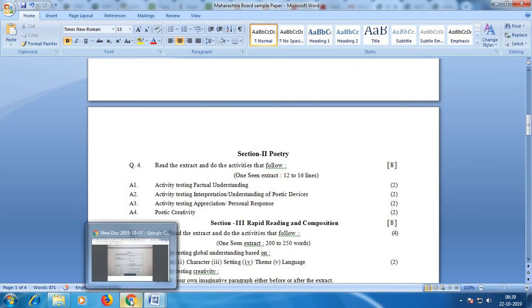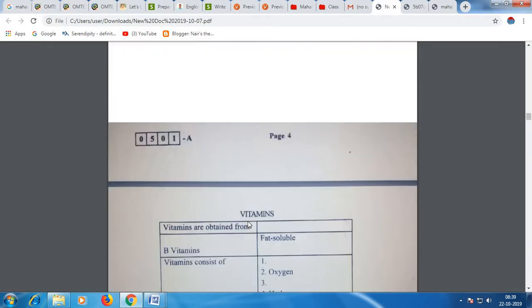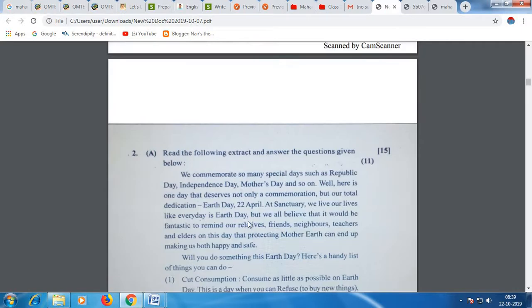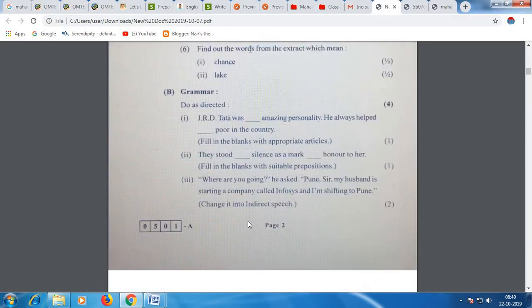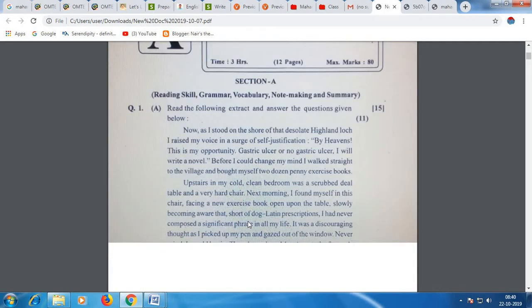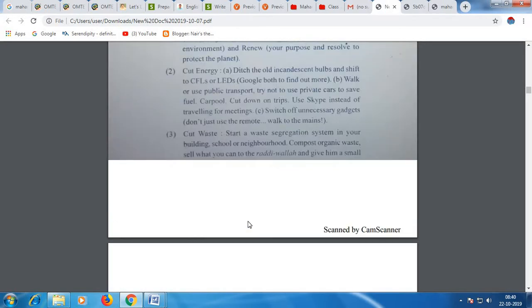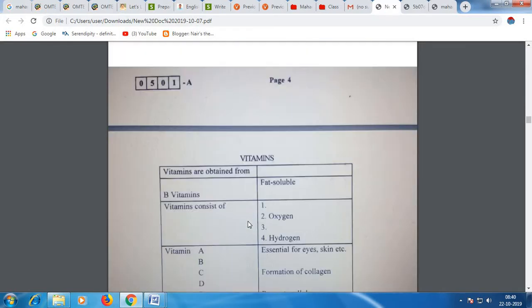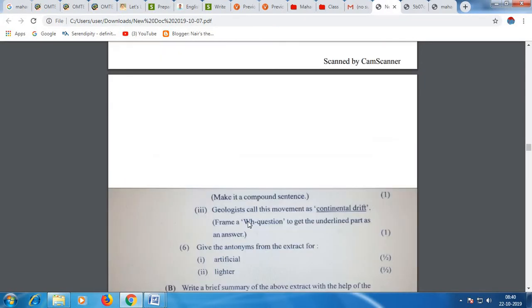Now see the paper as well. After this you can see this is also 15 marks, 11, and the other parts have been divided into 2 plus 2, 1, all that. In the same way here, 11 plus other things. Now let's come to the next passage.